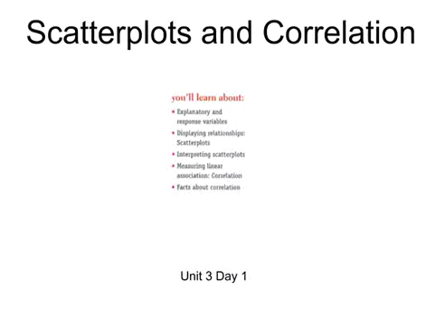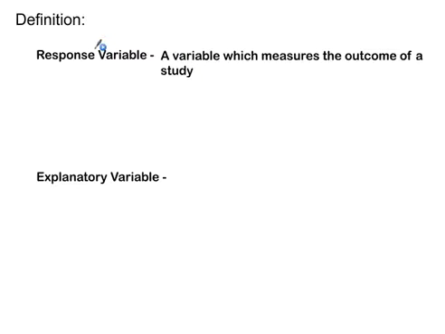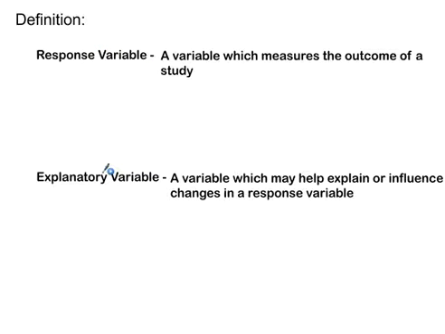This video is for Section 3.1, Scatter plots and correlation. So we're going to begin by talking about two definitions that you may remember from the beginning of the class. That's response variable, which is a variable which measures the outcome of a study, and explanatory variable, which is a variable which may help influence or explain changes in a response variable.